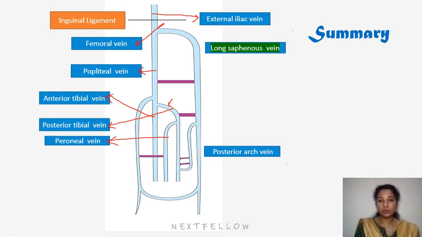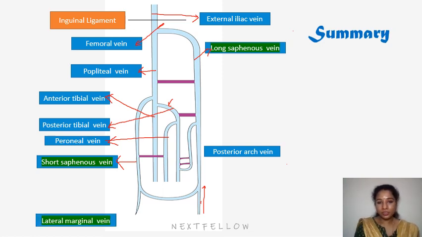Next we shall see the superficial veins. The long saphenous vein we can see here, which is long from down. Then the short saphenous vein is on this side, the lateral side. Medially and posteriorly, long saphenous vein; laterally and posteriorly, short saphenous vein.